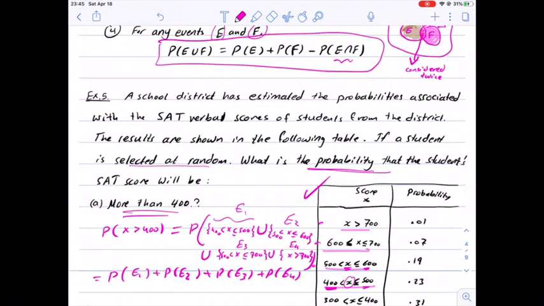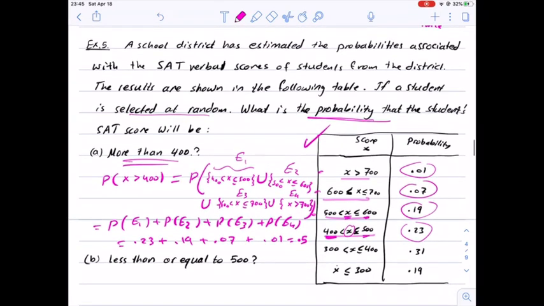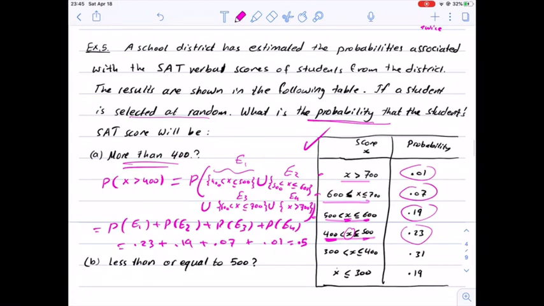What is the probability of E1? E1 means X between 400 and 500 inclusive, so the probability is 0.23, plus the probability of E2 is 0.19, the probability of E3 is 0.07, the probability of E4 is 0.01, and the answer is 0.5, 1/2.